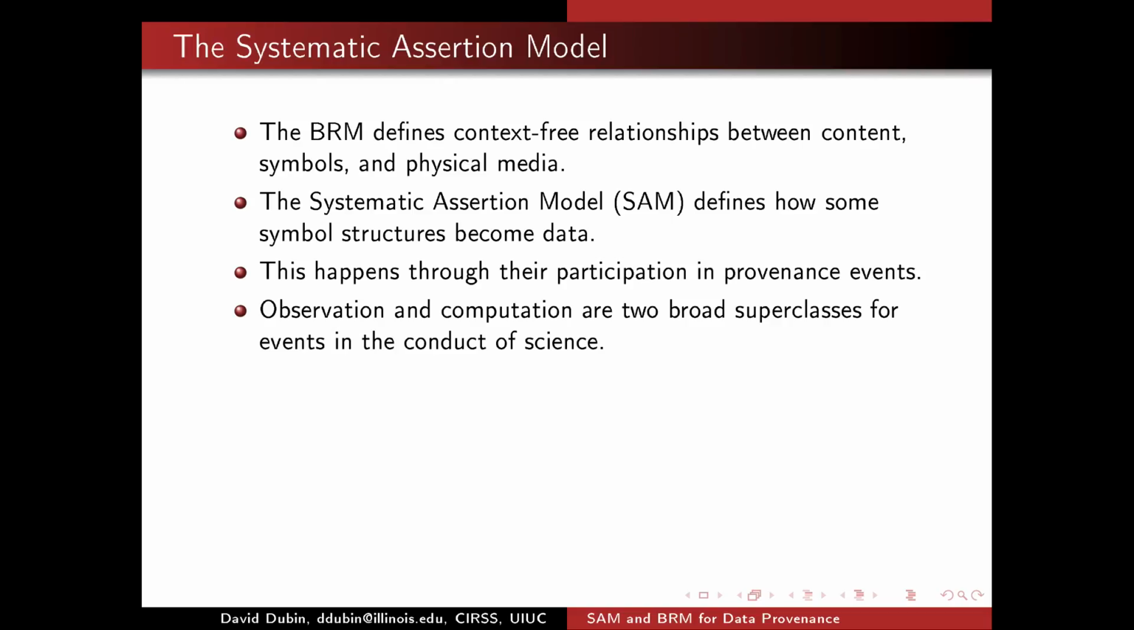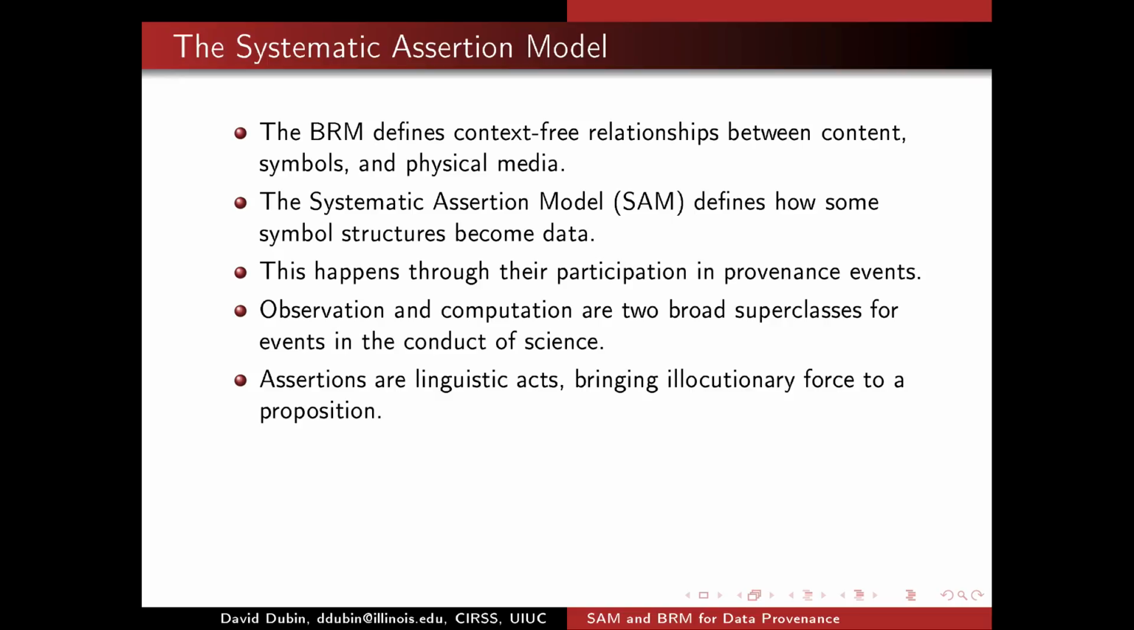Two very broad superclasses for events in the conduct of science and scholarship are observation and computation. Here, observation could be observation of anything, and computation in the broadest sense of Turing's execution of an effective procedure. Our symbol structures and propositions acquire the contingent properties of being data or data content through linguistic acts which bring illocutionary force to propositions, like assertions, for example.